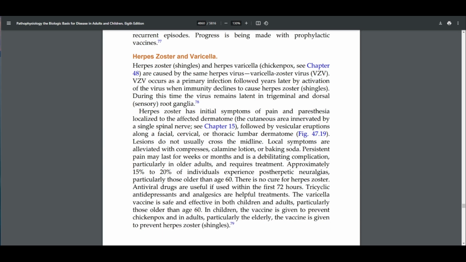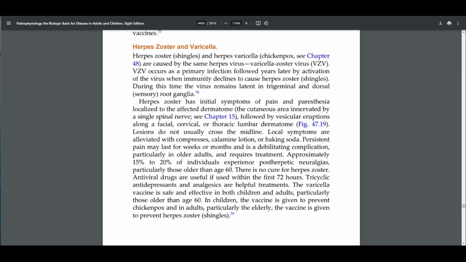That leads us now to the similar herpes zoster and varicella. Herpes zoster and varicella, or shingles and chickenpox, again, look at them more specifically in chapter 48, are caused by the same herpes virus, the varicella zoster virus. Varicella zoster virus occurs as a primary infection, followed years later by activation of the virus when the immunity declines to cause herpes zoster, or shingles. During this time, the virus remains latent in the trigeminal and dorsal root ganglia.